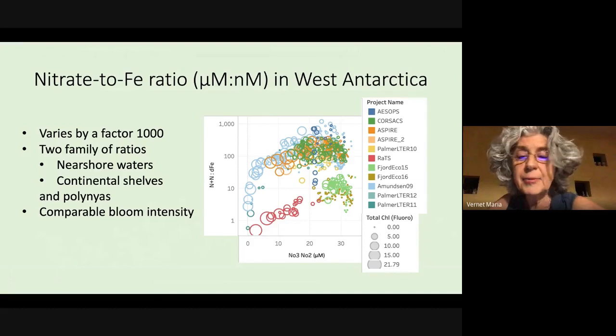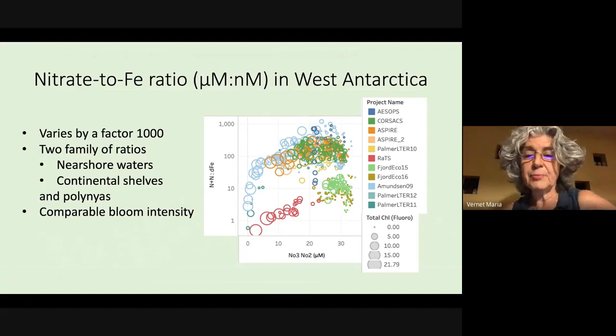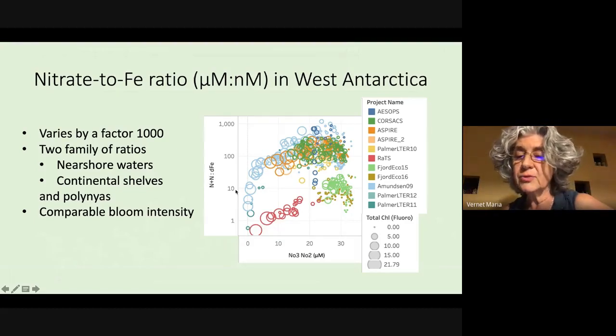So here I'm presenting the nitrate to iron ratio for all the data sets. And there are 3 things I would like to highlight. If we plot the iron to nitrate ratio in the y-axis in a log scale, we can see that the values vary by about a factor of 1,000. And there are 2 families of curves, let's say. One in which the value is less than 10. And these are the 3 near-shore environments in the West Antarctic Peninsula.